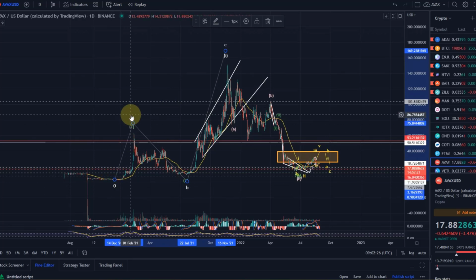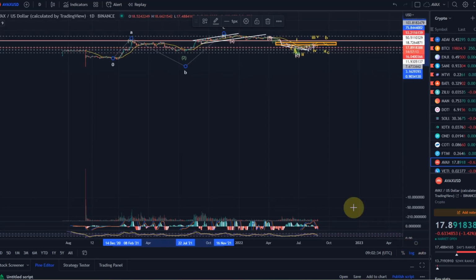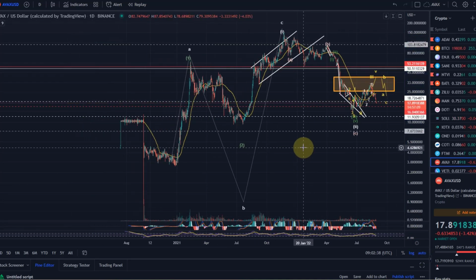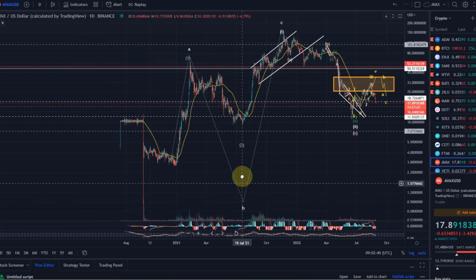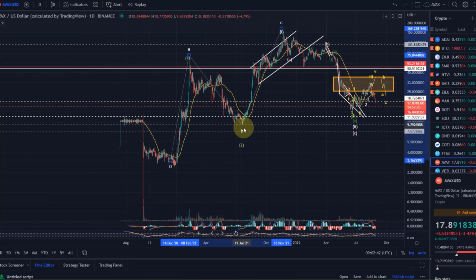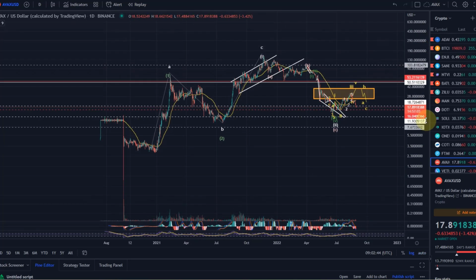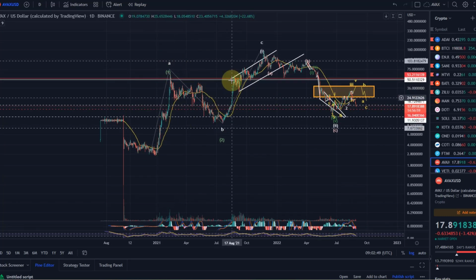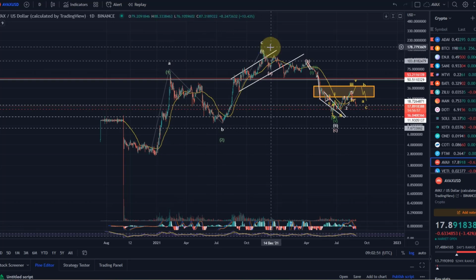We can see this as a wave A, as a wave B, as a wave C. This is crystal clear, a corrective structure. Yeah, crystal clear. I mean, even, and I normally don't use the log chart, but on the log chart, it becomes even more evident. Just move that up. So here on the log chart, it's a similar picture actually. It's also a wave A, a wave B, and a wave C. And then we're coming down.